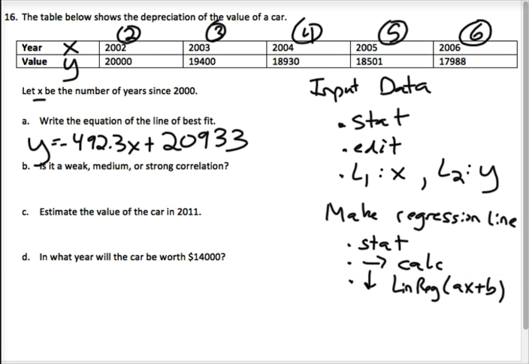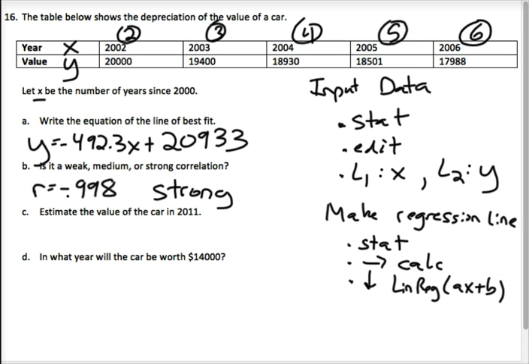Weak, medium, or strong. For that, you look at the R value. And in this case, the R value is negative 0.998. And if you remember, the closer you get to 1 or negative 1, the stronger the relationship. So this is giving us a very, very strong relationship. That is a nearly perfect relationship right there.